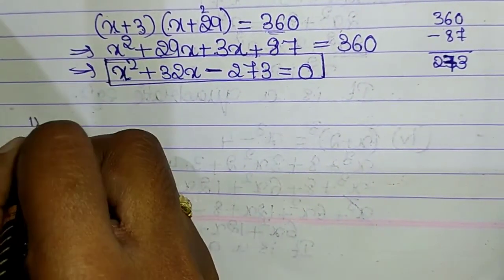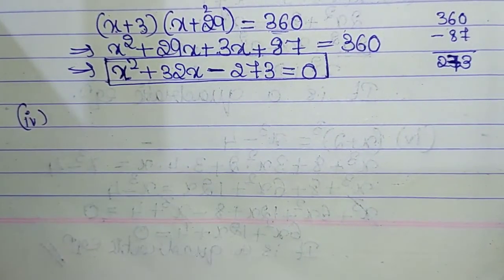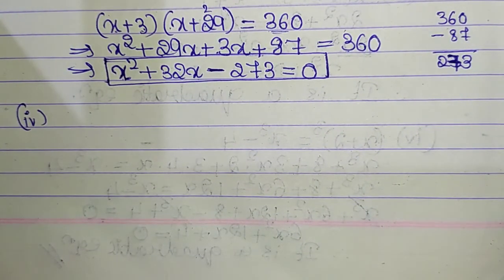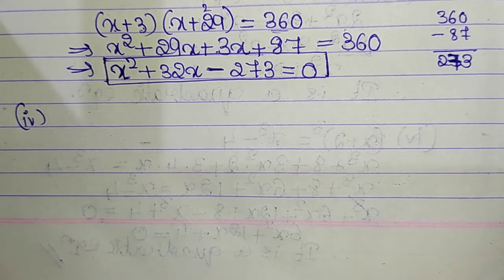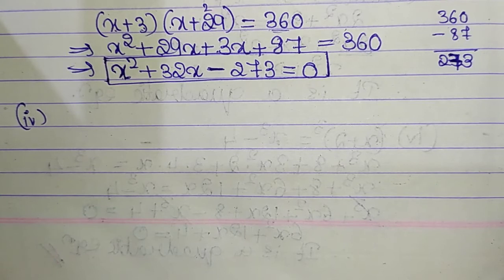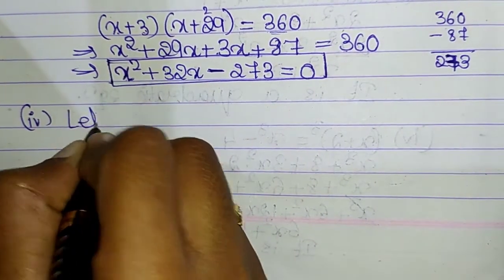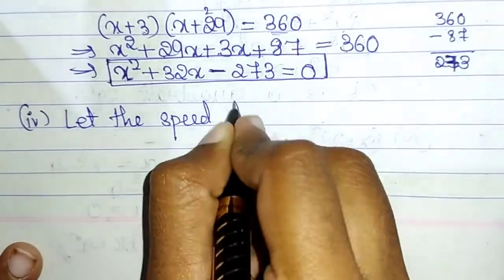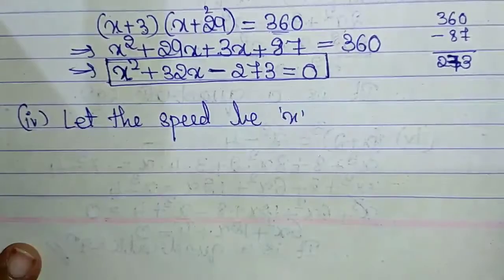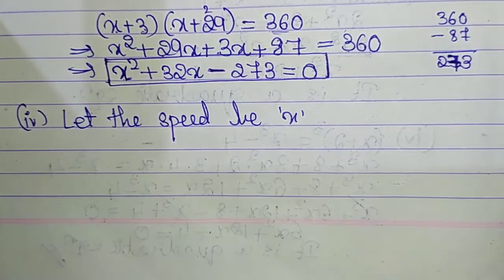So now, lastly, in the fourth question of the second main, they have given us a train travels a distance of 480 kilometers at a uniform speed. If the speed had been 8 km per hour less, then it would have taken 3 hours more to cover the same distance. We need to find the speed of the train. So since we need to find the speed, let the speed be x.